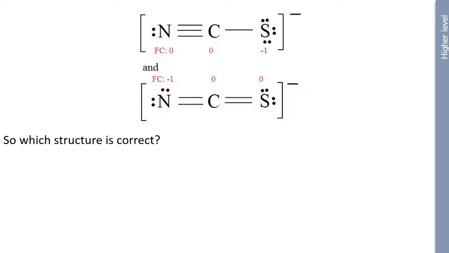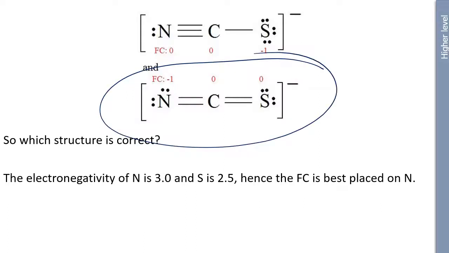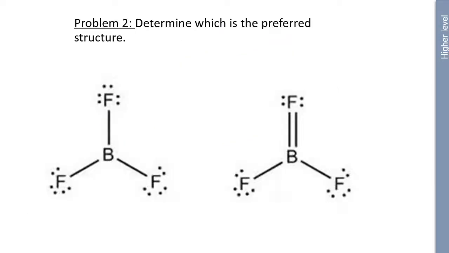So which one's the most electronegative atom? Well, the electronegativity of nitrogen is 3 and sulfur is 2.5, hence the formal charge is best placed on the nitrogen. Okay, so it means that this Lewis diagram here is the correct Lewis diagram for it. Therefore, the bottom structure is the correct one. So problem number 2, determine which is the preferred structure.